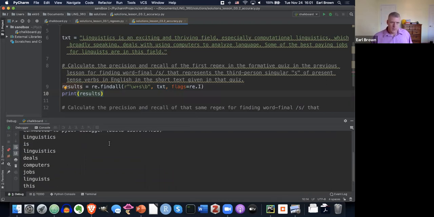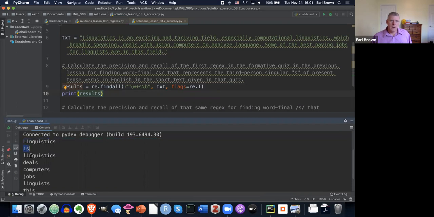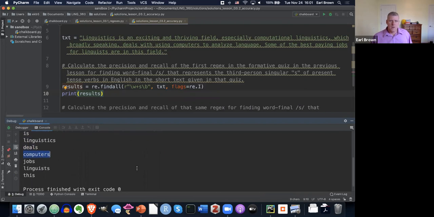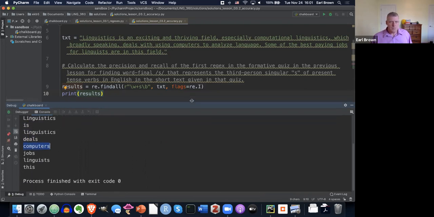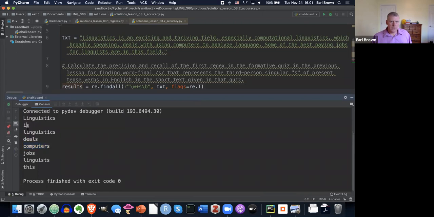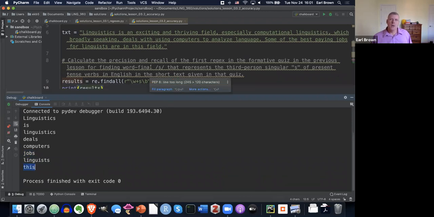Okay, so let's take a look at what we got here. We got linguistics, there's one of them. Linguistics, deals, there's one, the other one, and these other ones are not. So how many results did we get? Well, we got 1, 2, 3, 4, 5, 6, 7, 8. We got 8 results with that regex. We got 8 words with word final S. So 2 out of 8, because these two are correct. 2 out of 8 were correct, right? So 2 divided by 8 would be 0.25, if I'm not mistaken.